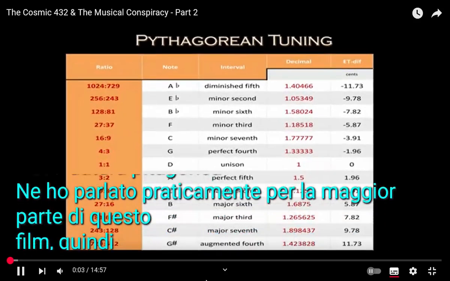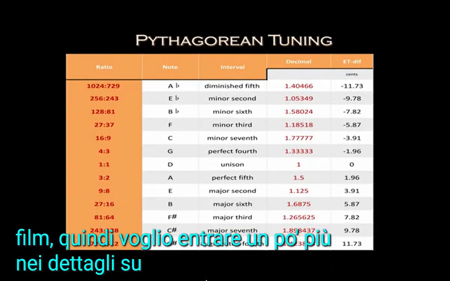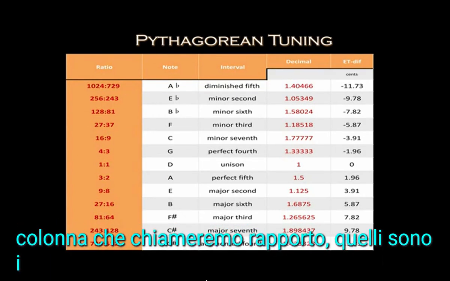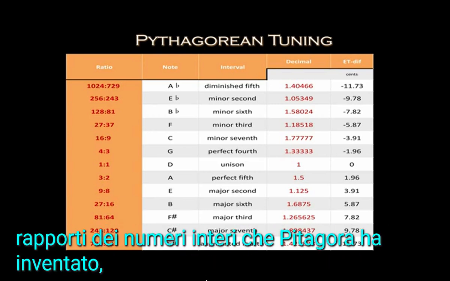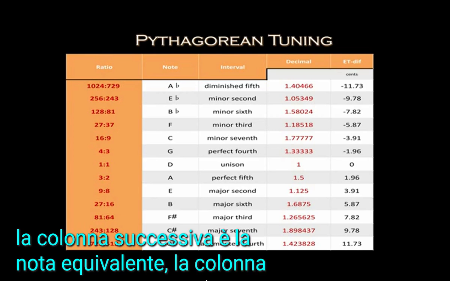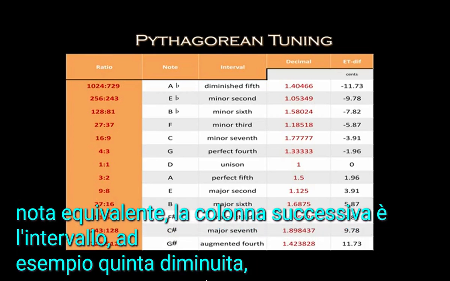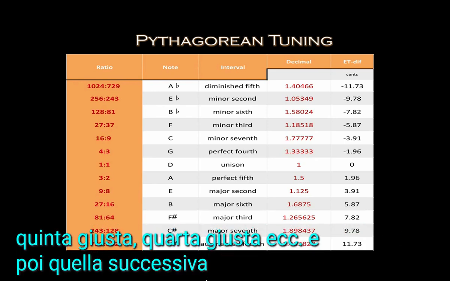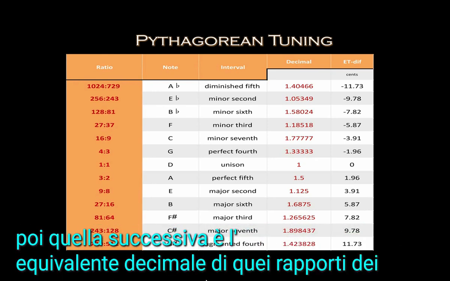About it through most of this movie, so I want to get a little bit more in depth about what it is. On the left of this table that you see is the column called ratio. Those are the whole number ratios that Pythagoras came up with. The next column over is the equivalent note. The next column is the interval, for example, diminished fifth, minor second, perfect fifth, perfect fourth, etc. And then the next one over is the decimal equivalent of those whole number ratios.